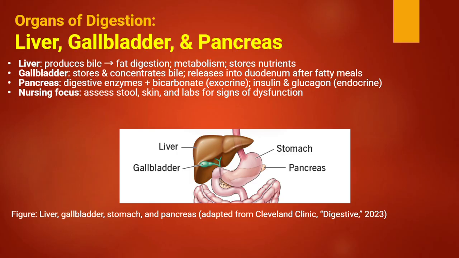The pancreas has both exocrine and endocrine functions. Its exocrine portion produces digestive enzymes and bicarbonate that neutralize stomach acid in the small intestine.